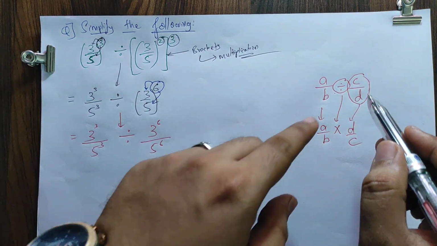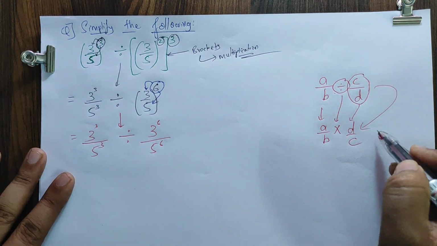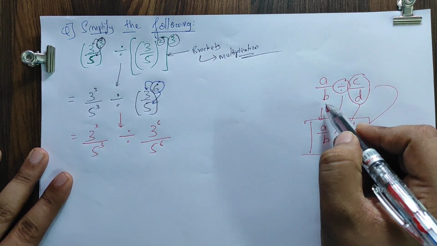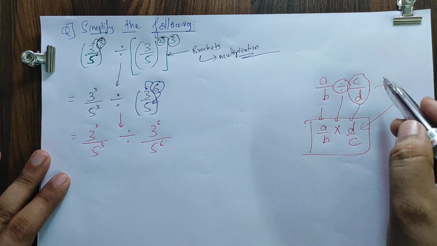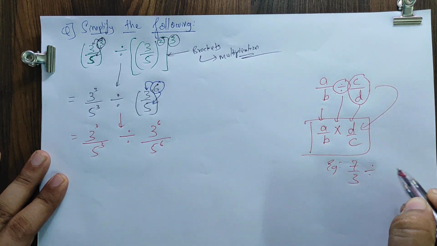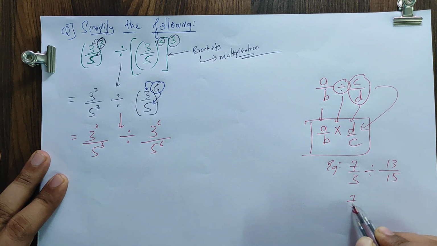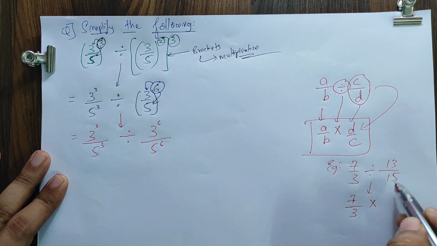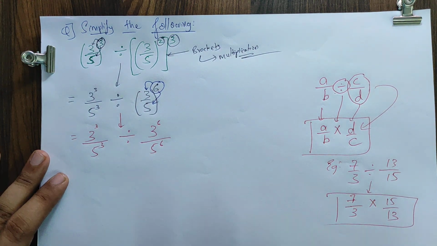Once again, listen to me. To convert division to multiplication, whenever there is division, we write multiplication instead. The first fraction A upon B is written the same, and the fraction that comes next gets inverted. If I take a numerical example, 7 upon 3 divided by, suppose, 13 upon 15. So I'll write 7 upon 3, at the place of division I'll write multiply, and instead of 13 upon 15, I'll write 15 upon 13. Understanding? So this is the case.